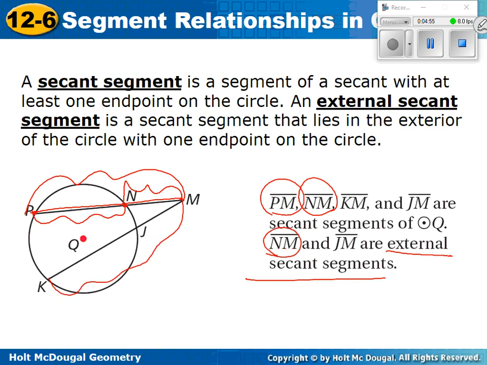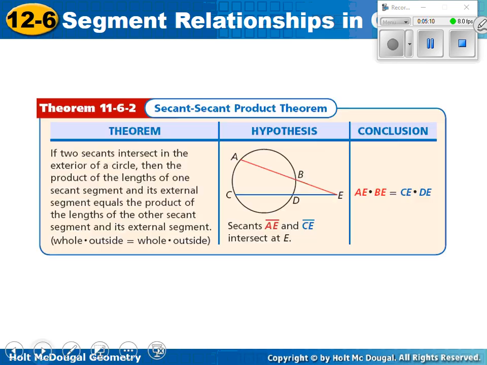KM and JM are both secant segments. Which one of them is the external secant segment? JM. And I'm going to talk about that as being the outside part, the part outside the circle. Okay, that's important for our last theorem in section 12.6.